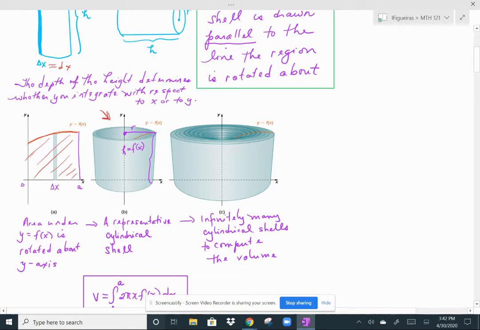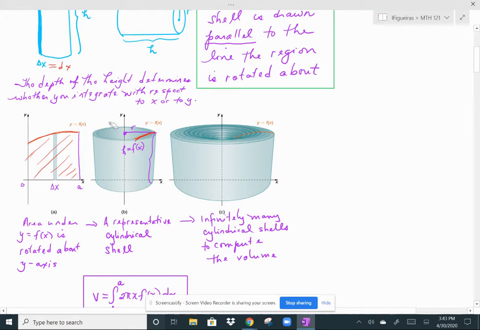This shell has a radius that goes from the line of rotation, your y-axis, to any point on the curve. And remember, here's your curve. That distance is what we're calling r, and r is going to be with respect to x in this example, because the depth is in terms of x. And the height is just going to be your function value. It's whatever the f of x value is on your point. So your height is f of x.